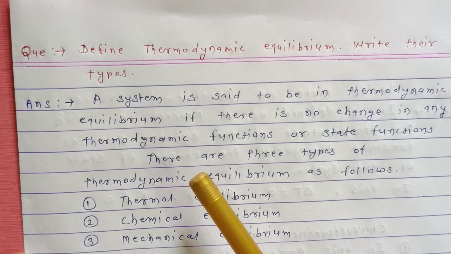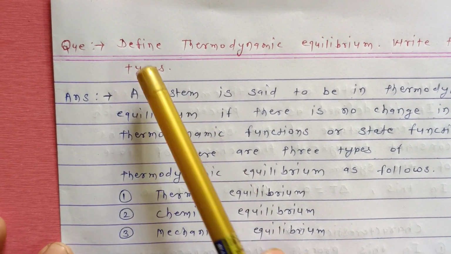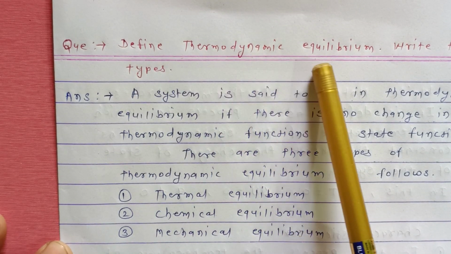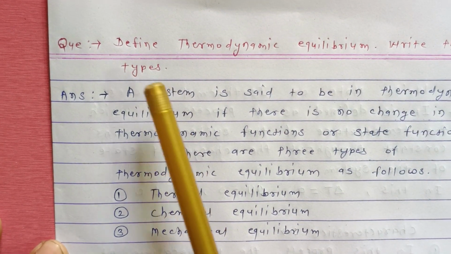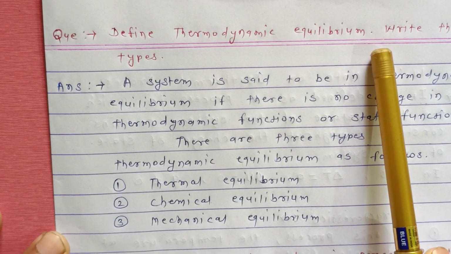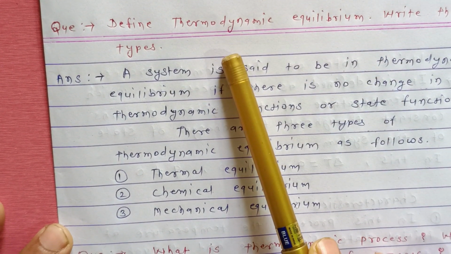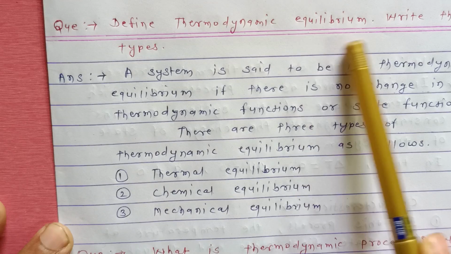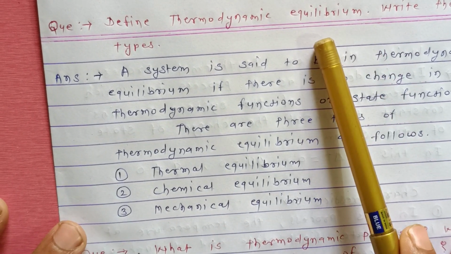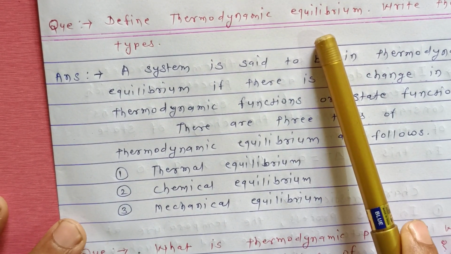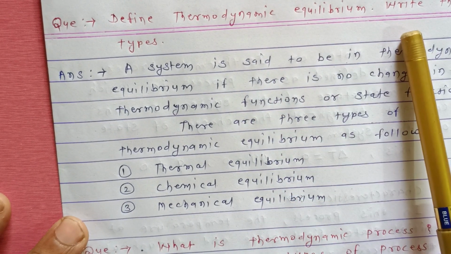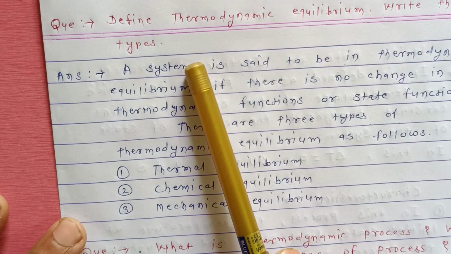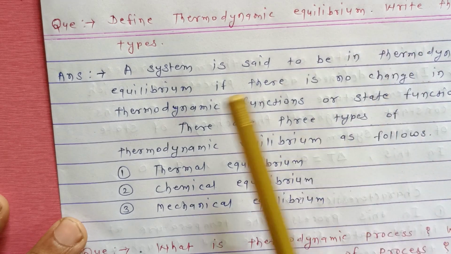Students, now we are going to discuss the next topic, that is thermodynamic equilibrium. It is asked in the question manner: define thermodynamic equilibrium, write their types. Thermodynamic equilibrium is related with the definition. First of all, we are going to focus.